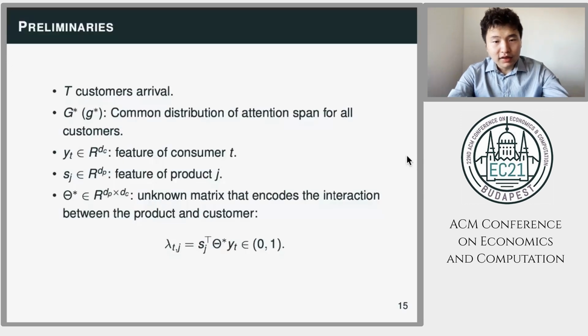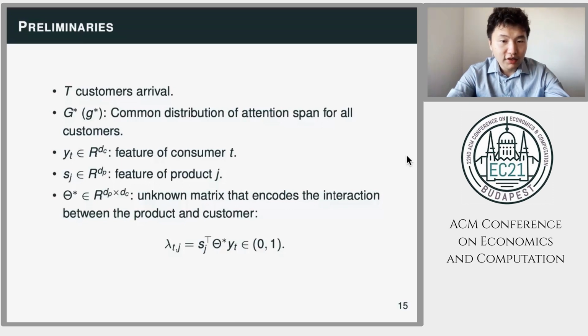In our online learning part, we consider a setting where T consumers arrive sequentially. We assume that the consumers share a common distribution of the attention span. Then, in most existing works, consumers are assumed to have the same preferences towards products, so only the features of products are required to be considered. In our model, we also take the consumer's features into account.